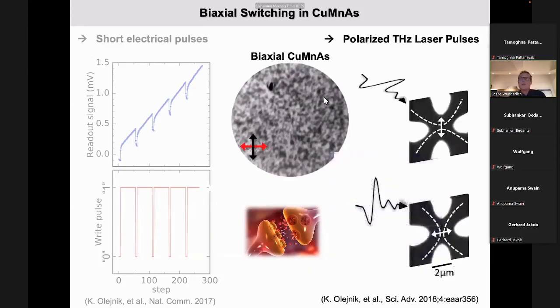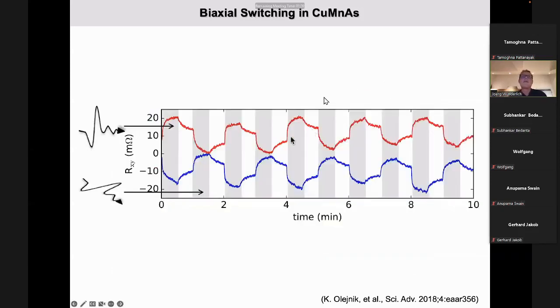And the most interesting is that because of this very fast dynamics, you can even use polarized terahertz laser pulses and switch, depending on the polarization, if it's vertical or if it's horizontal, the orientation of the Néel vector by 90 degrees. At least those measurements seem to suggest this kind of multi-domain switching.